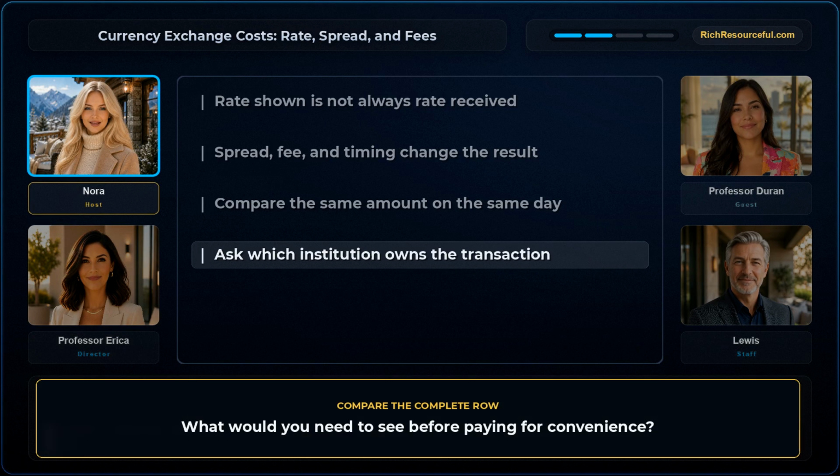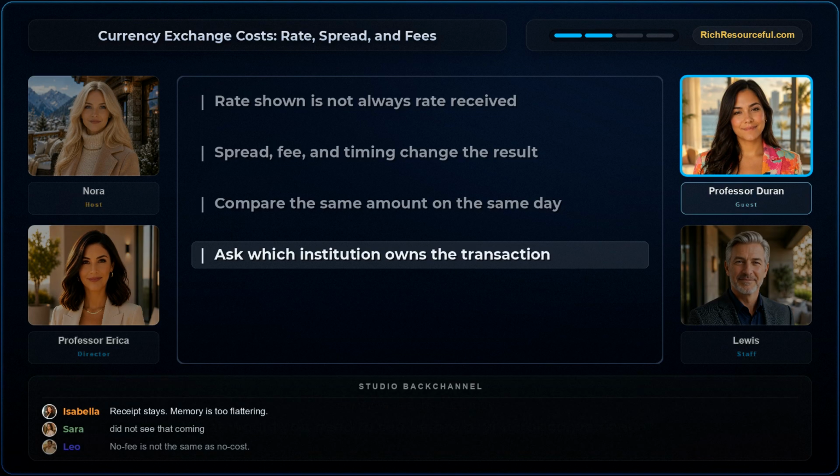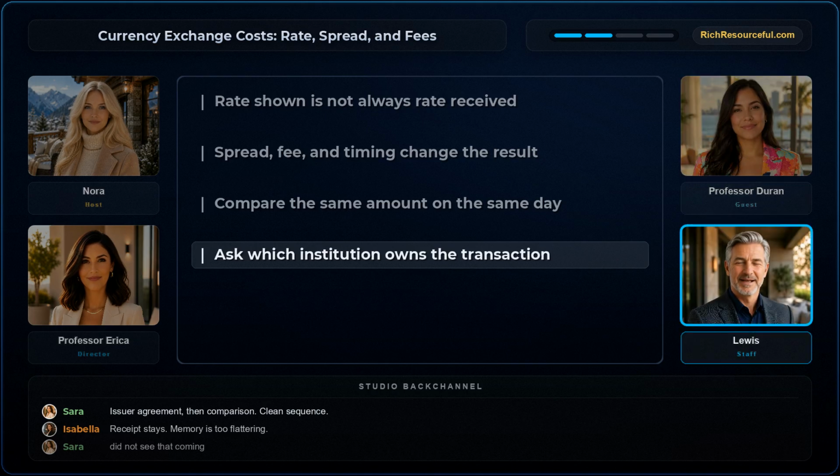What about an airport counter? People hear "never exchange there" as though it were a law. What would you need to see before paying for convenience? It's not a law. Convenience has a price, and the price should be compared, not assumed. A small emergency amount may solve a real problem. A large, unplanned exchange can deserve more comparison. The honest instruction is: confirm the rate and all fees before you hand over funds, then keep the receipt so you can reconcile what happened. Convenience is allowed. Pretending it's free is the expensive part.